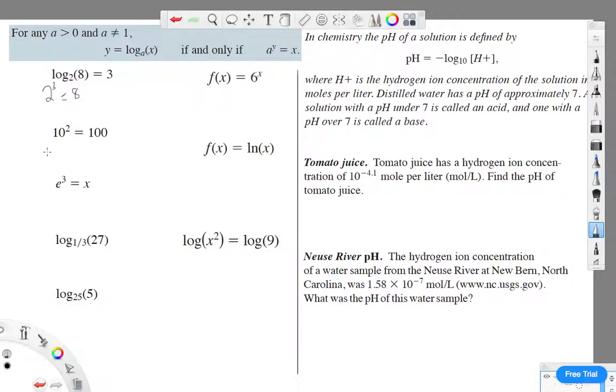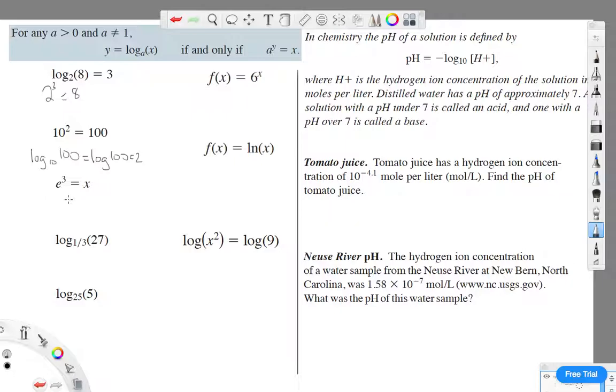10 squared equals 100, so we can say this is the same as log base 10 of 100, and that's equal to 2. But we can also call this log 100 equals 2. If we don't have the base written here, then it's assumed automatically it's 10.